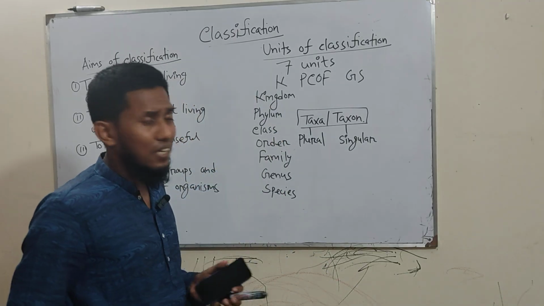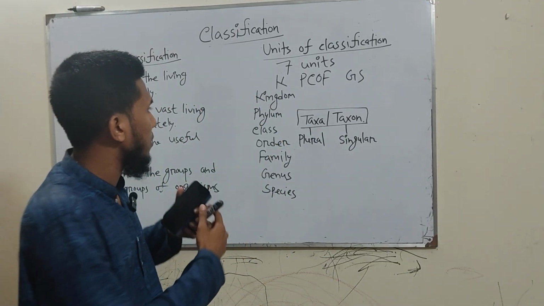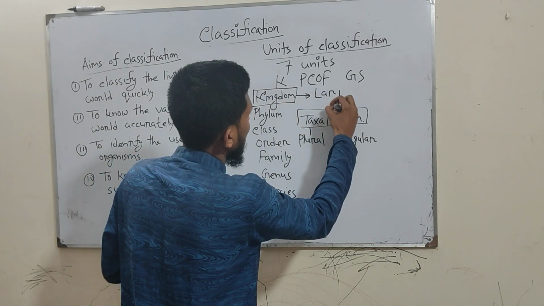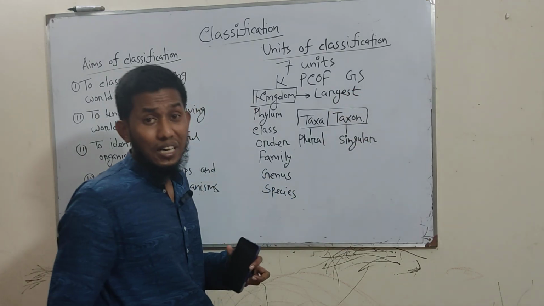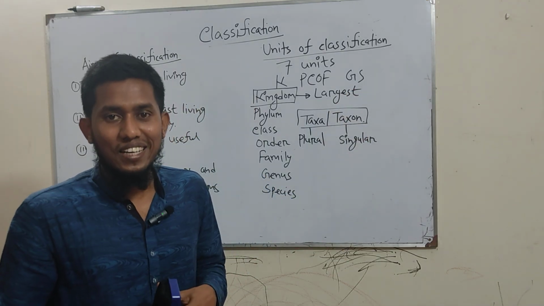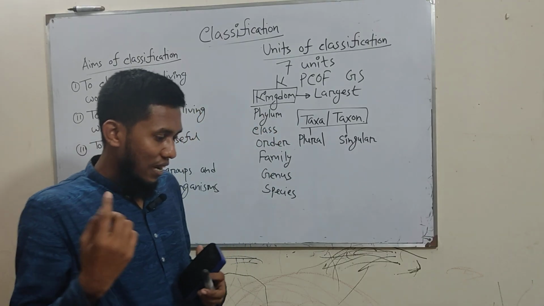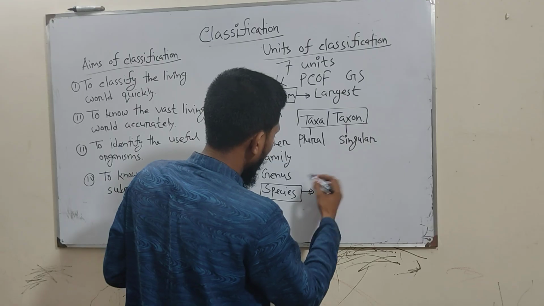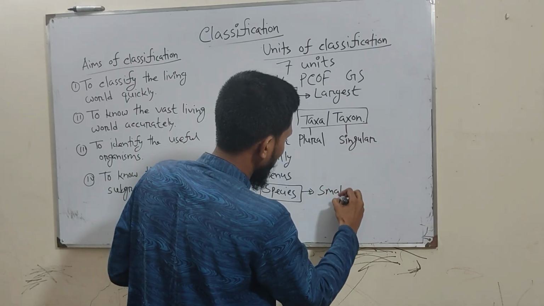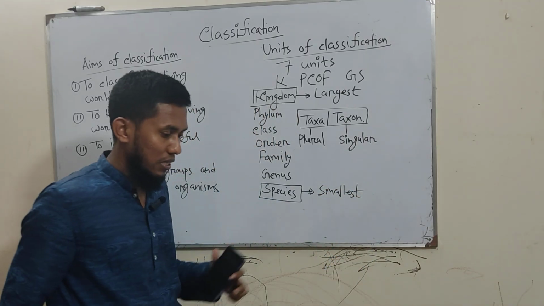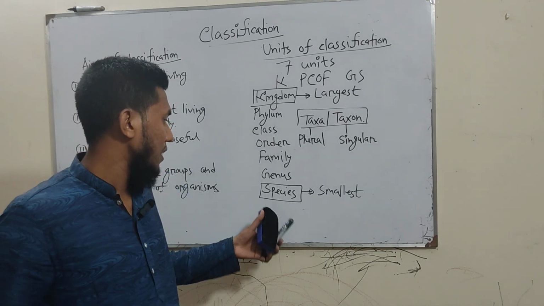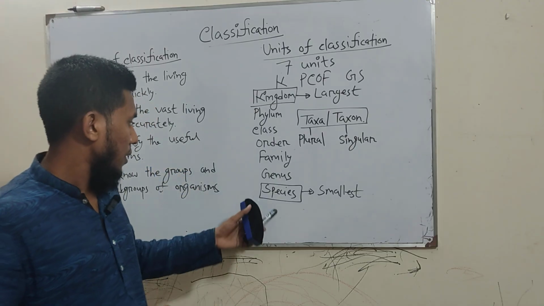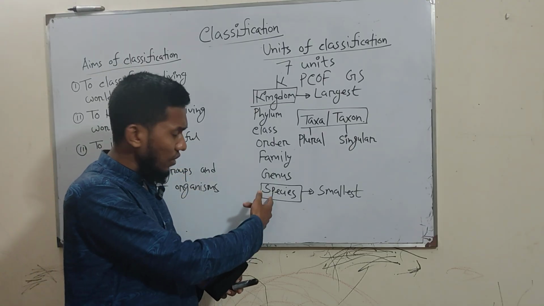Now the largest rank or unit is called kingdom. So kingdom is the largest unit of classification, and the smallest unit is called species. Smallest unit of classification is species. So already you know, the largest unit of classification is kingdom, and the smallest unit of classification is species.